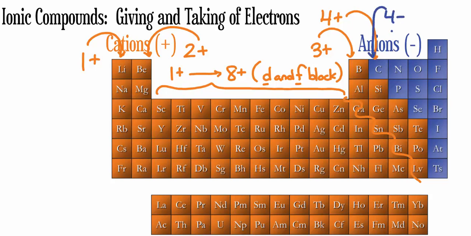For the anions, we have a negative 4 charge, a negative 3 charge, a negative 2 charge, and a negative 1 charge. This is because it's easier to recruit new electrons from neighboring atoms than it is to lose electrons. So rather than losing the s and the p electrons that they have, they will gain additional p electrons.